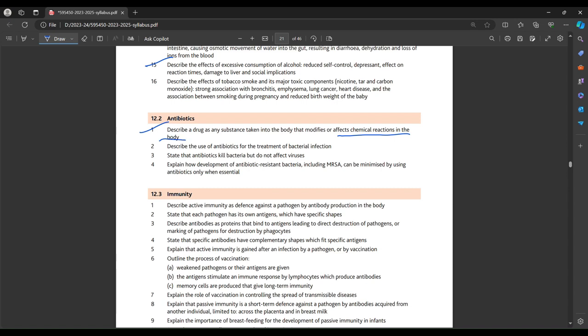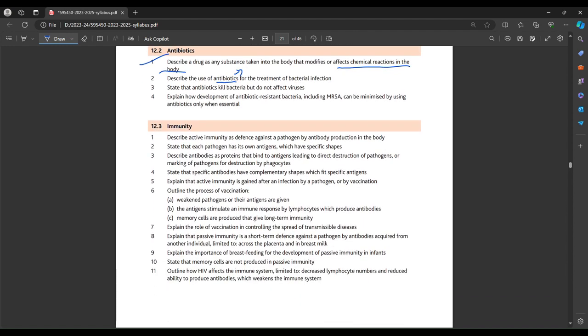What is the difference between antibiotic and antibodies? Antibodies are secreted by WBCs in response to antigen, and antibodies are highly specific, and antibodies can kill viruses also, whereas antibiotics cannot kill viruses. Antibiotics are also specific, but antibiotics cannot kill viruses. They can kill bacteria only.